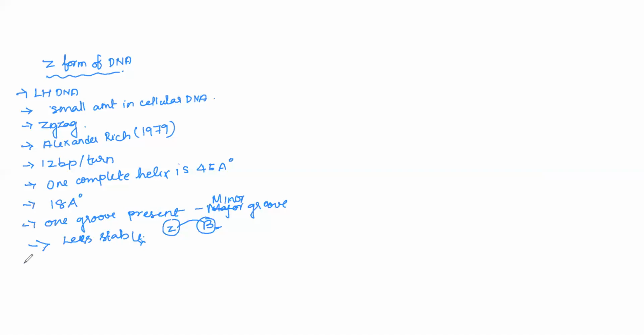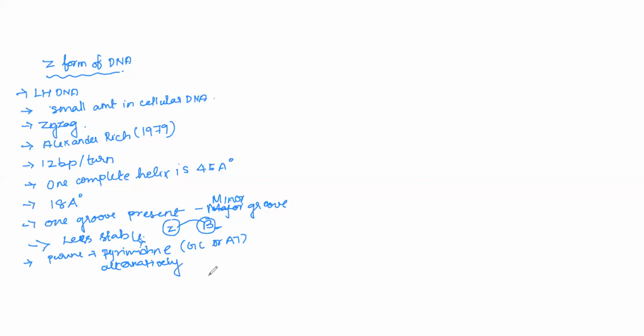Okay, now the next point is, it is formed when purines and pyrimidines are present alternatively in the chain. Okay, that is GC, either should be present alternatively. Very sorry about my handwriting.